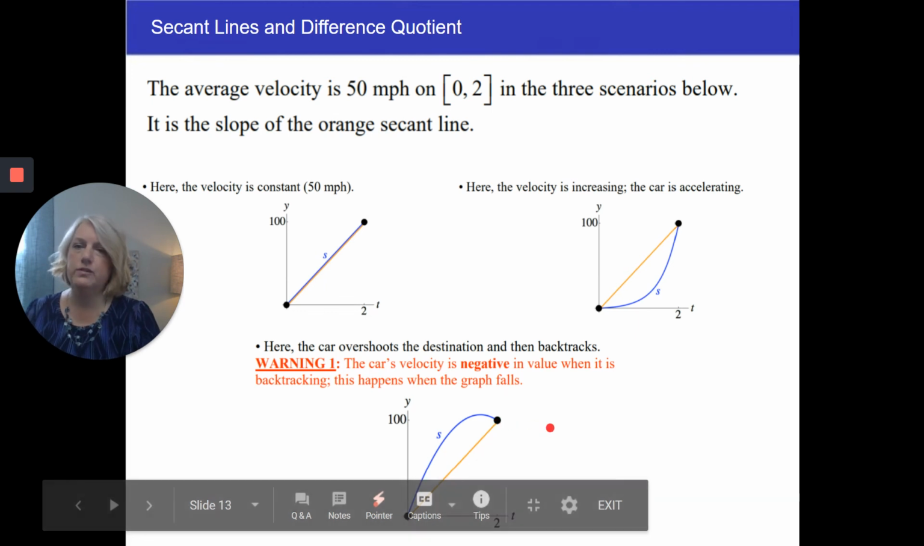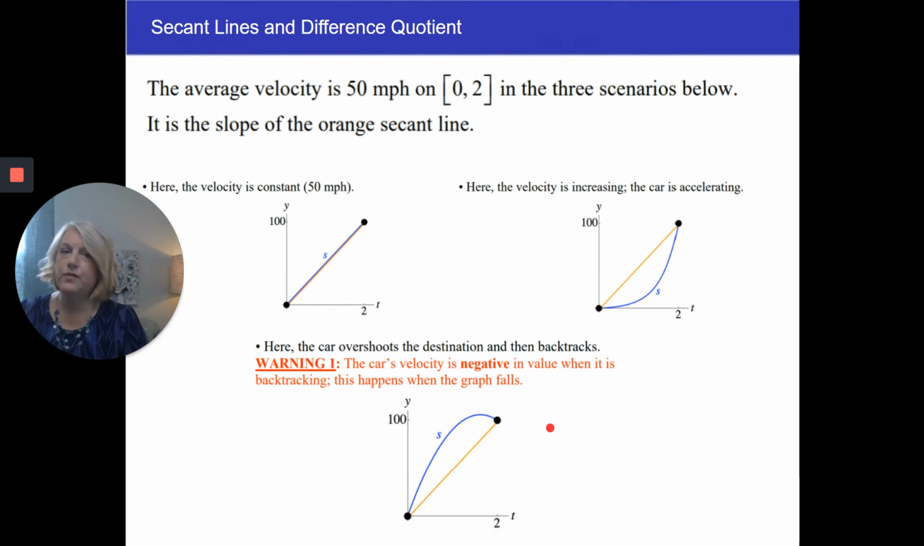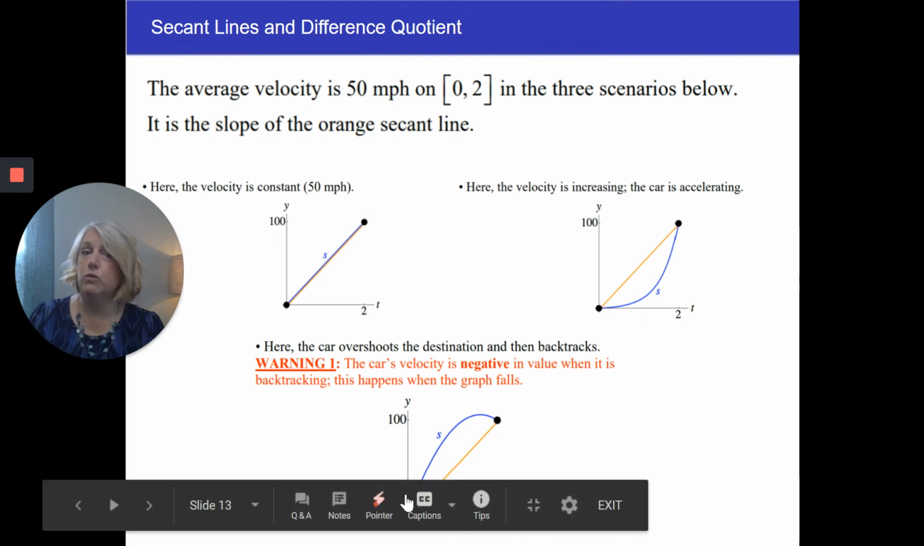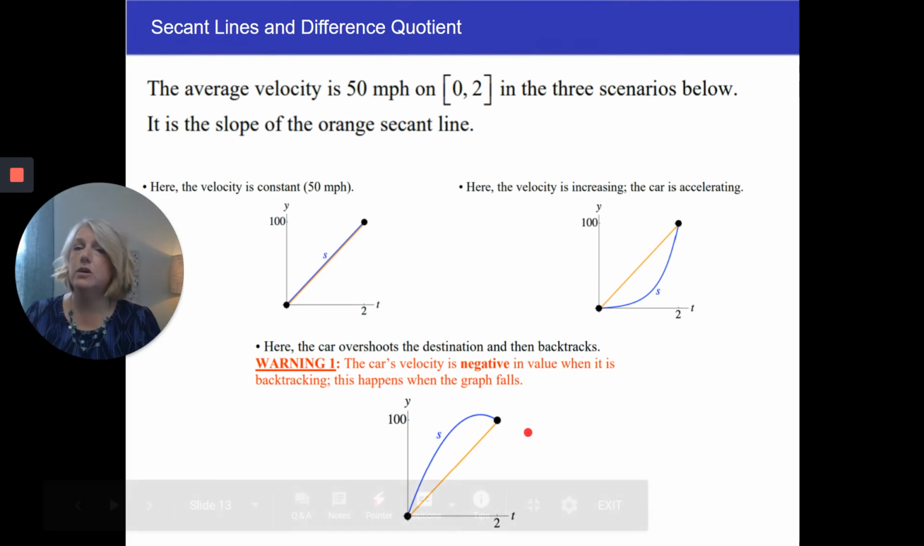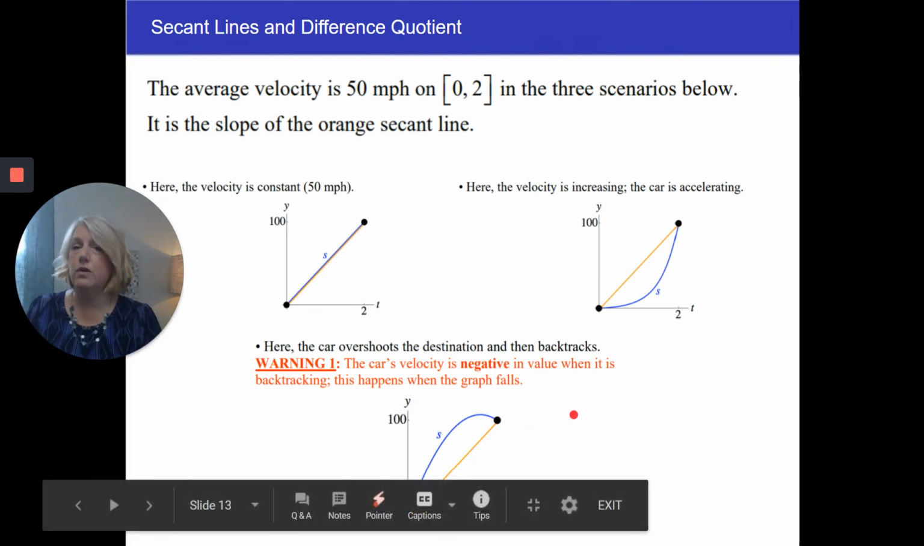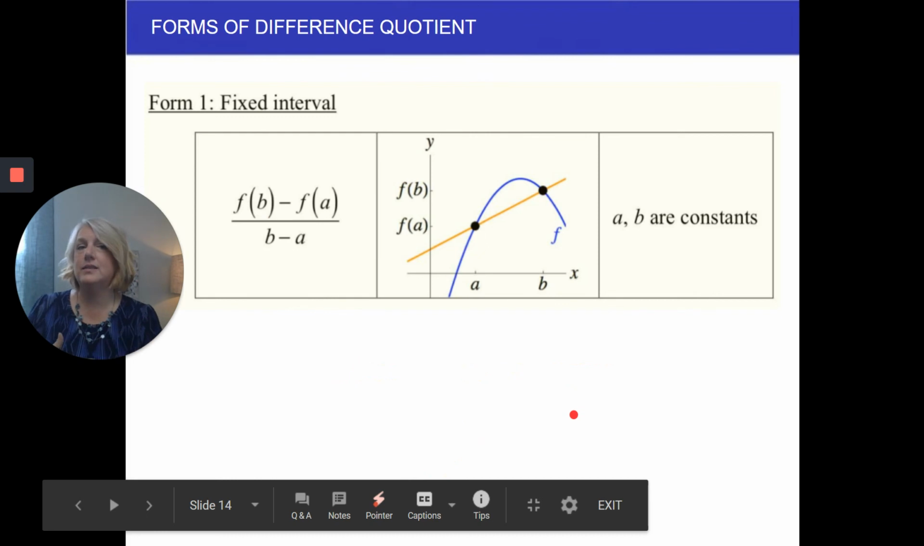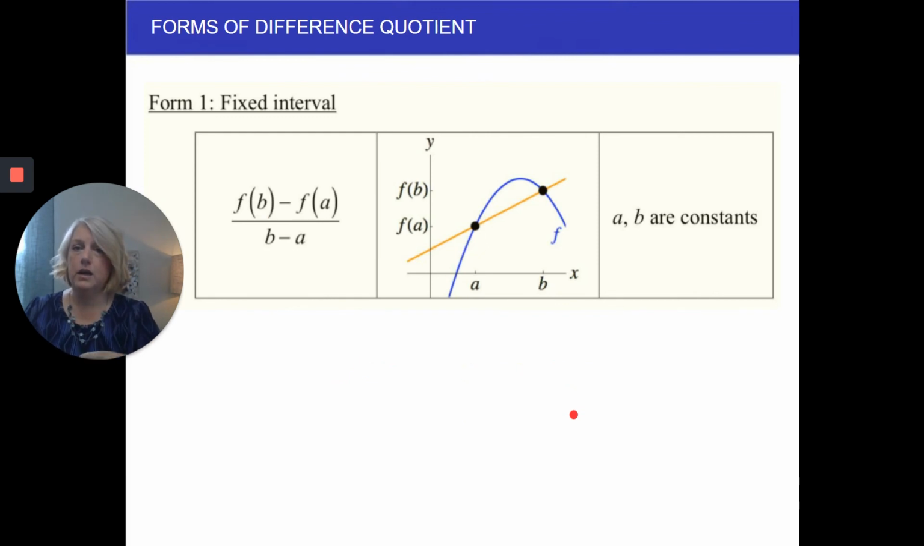Notice your overall average velocity was still this 50 miles per hour, even though they have a component of velocities that are negative because they had to backtrack. It's just they were going really, really fast here, and then they had to come back, and so it balanced out to still be the 50 miles per hour. So average velocity tells us an overall trend, but it does not necessarily tell us exactly what was happening on that position function.